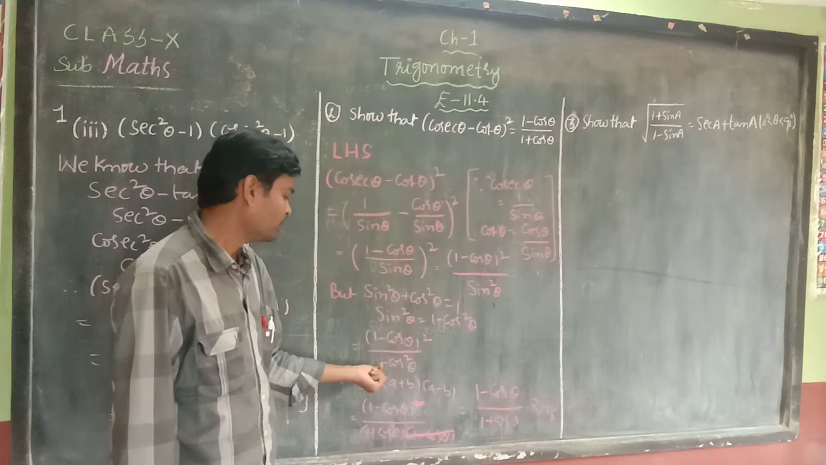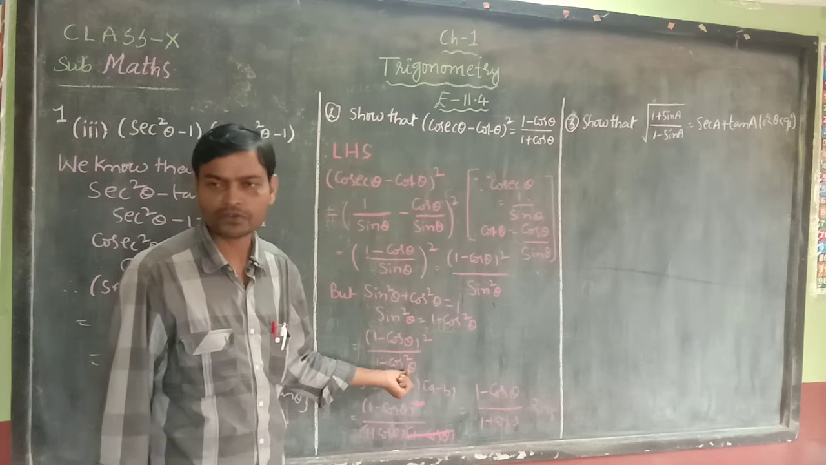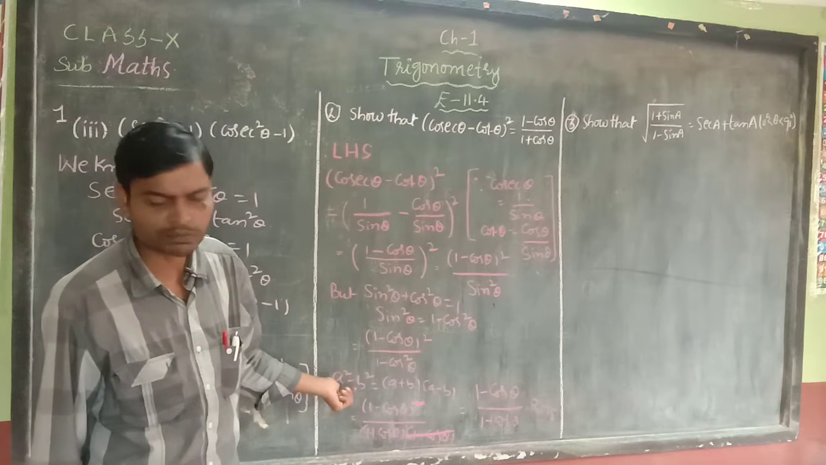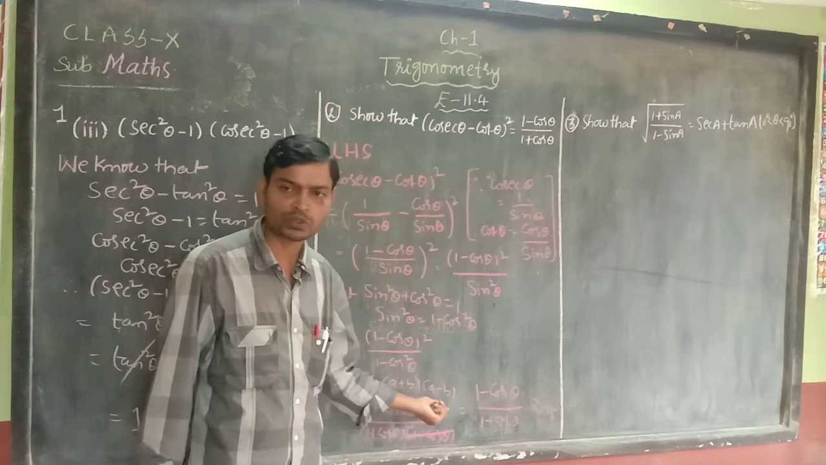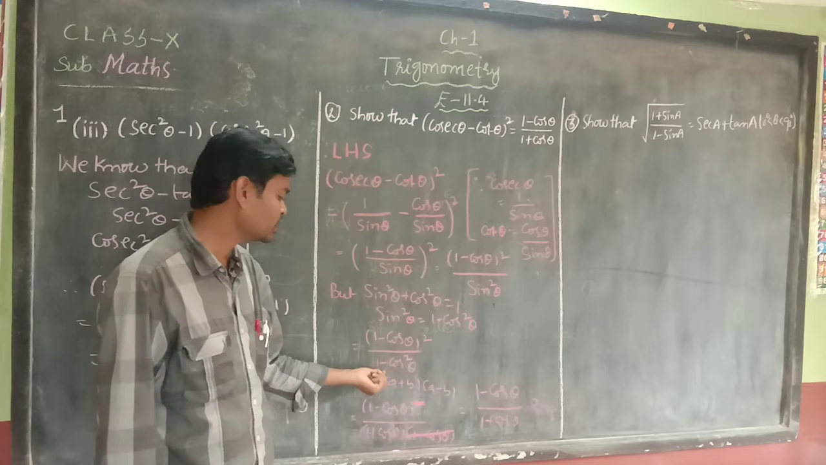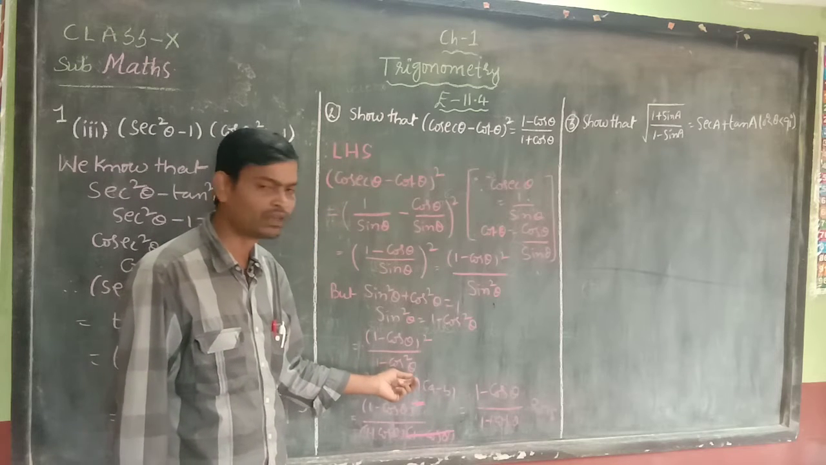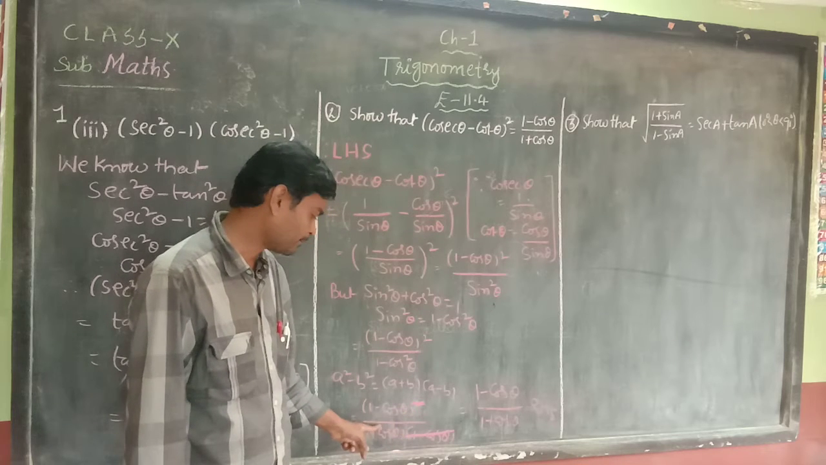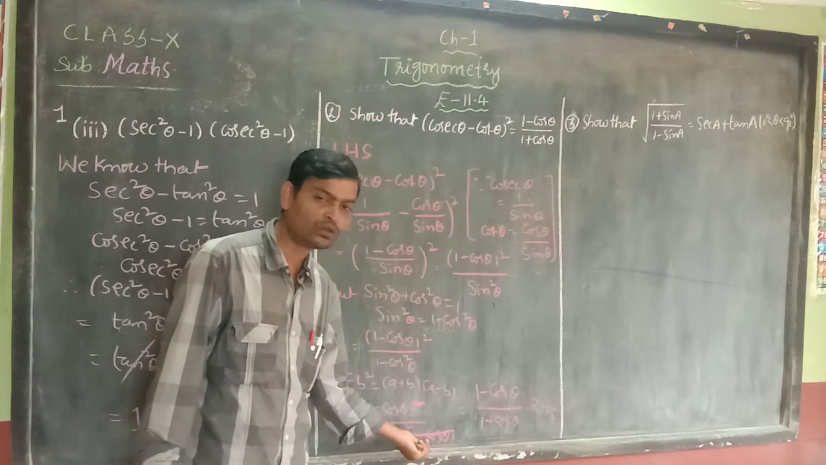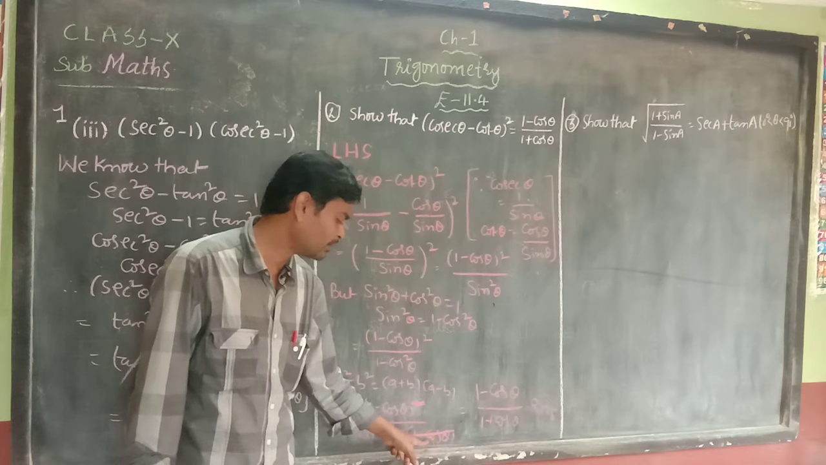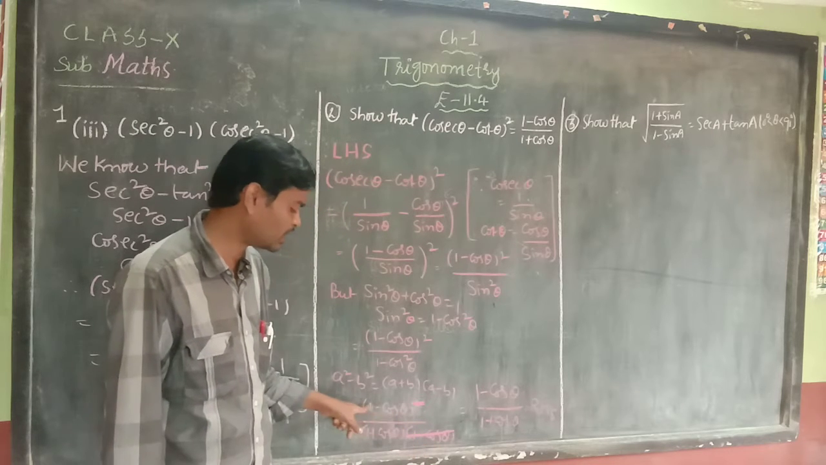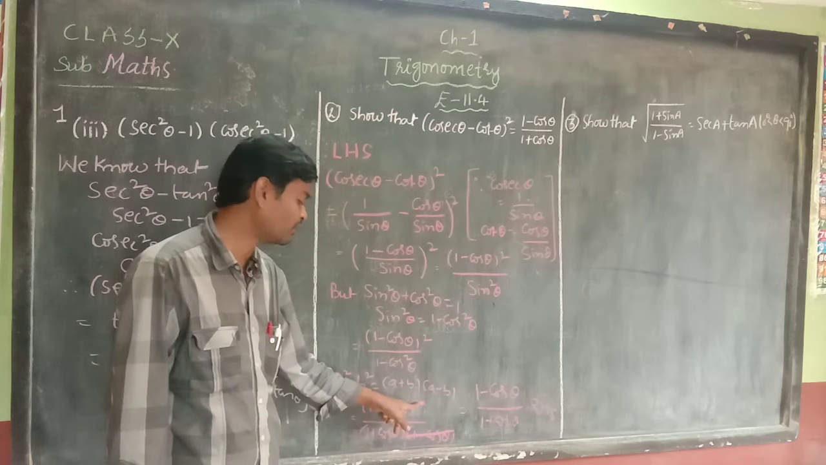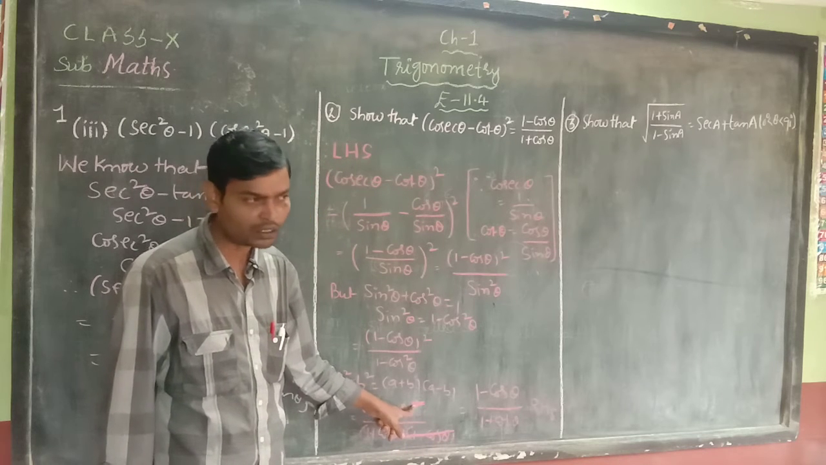Therefore, 1 minus cos square theta is in the form of a square minus b square. What is the formula of a square minus b square? It is (a plus b) into (a minus b). So instead of a we have 1, instead of b we have cos theta. Therefore, (1 minus cos theta) whole square by (1 plus cos theta) into (1 minus cos theta). In the denominator 1 minus cos theta is there, in the numerator also (1 minus cos theta) whole square is there. Both will get cancelled.